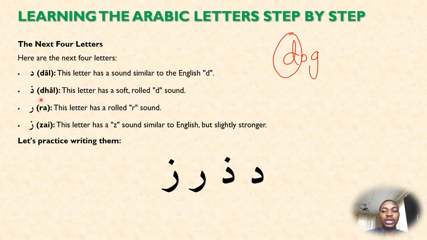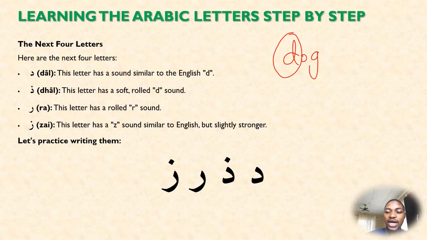Then the next one here we have Thal. You see how it's transliterated, DH. So it has a soft rolled D sound. The similitude of this letter in the English language is the TH in the deep TH, like those, these.